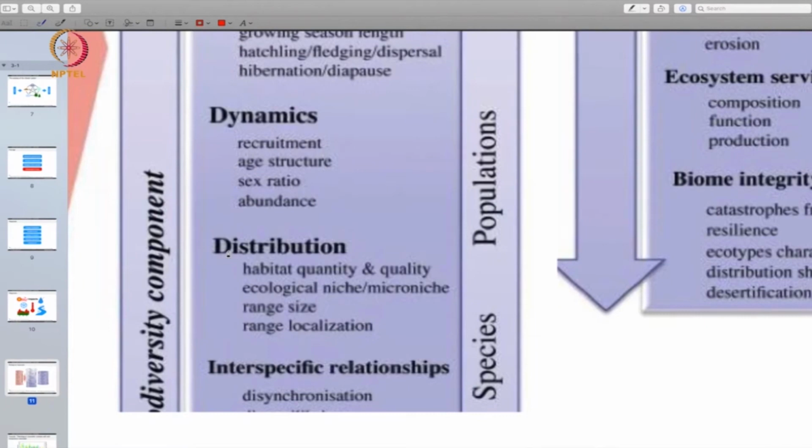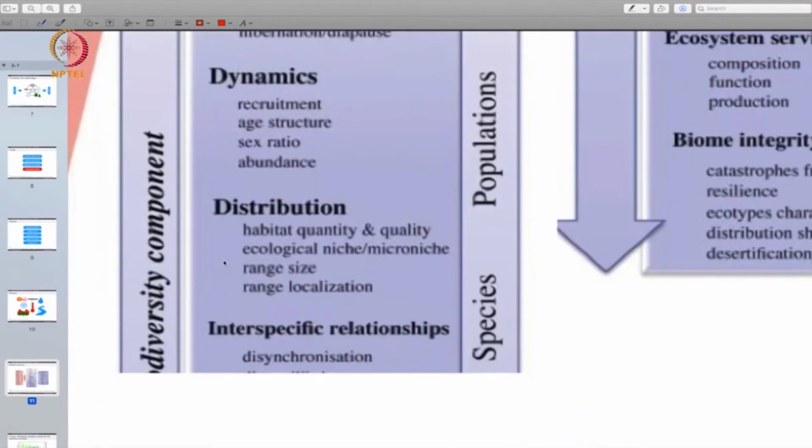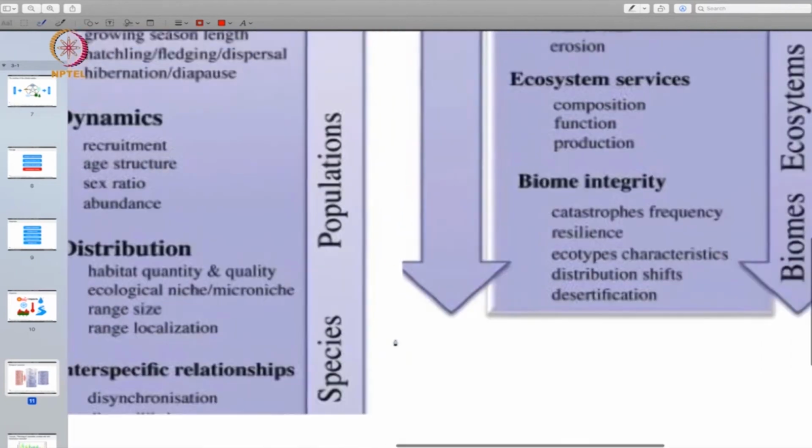We are seeing changes in distribution. Why changes in distribution? Because the habitat is changing. And why is the habitat changing? Because of changes in the growing season, changes in budding and flowering time, changes in hibernation. So that is changing different habitats. We are seeing changes in the range size, range localization, and we are seeing changes in the interspecific relationships.